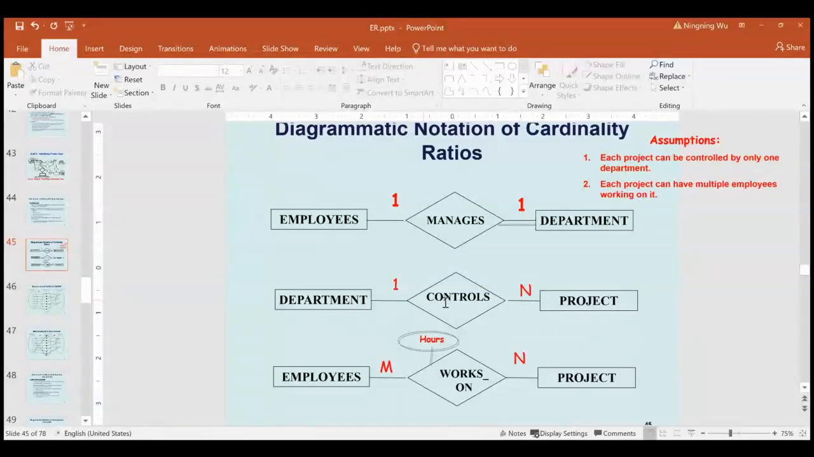So department controls project. We have already supplied the cardinality ratios. Now we need to specify the participation constraints.